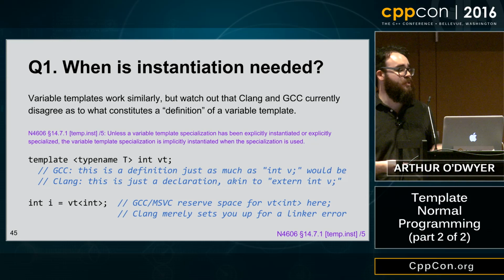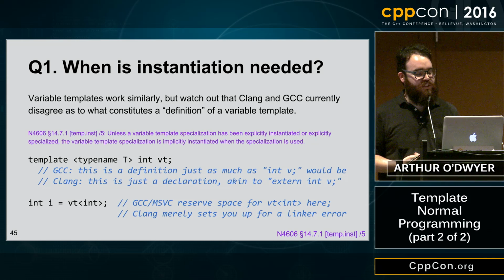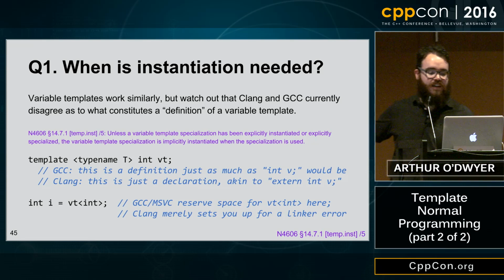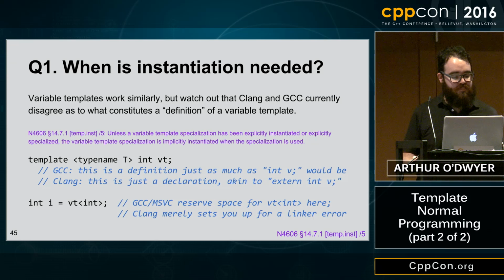Variable templates work very similarly to function templates and class templates. But watch out, I have found that Clang and GCC currently disagree as to what constitutes a definition of a variable template. So in GCC and MSVC, when I just say template typename T int vt, they say, oh yeah, that's just as if I wrote int vt, semicolon. It's a definition, right? It's a global variable, it's a definition. It reserves space and so on.